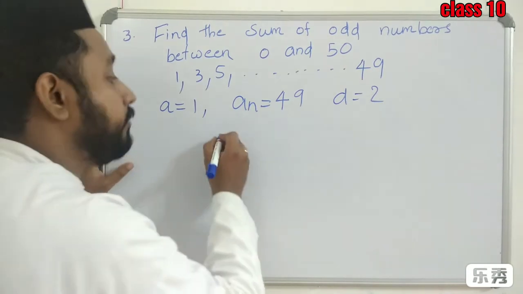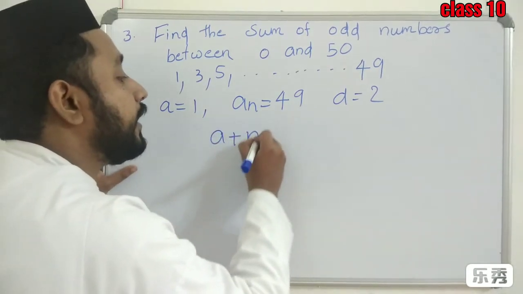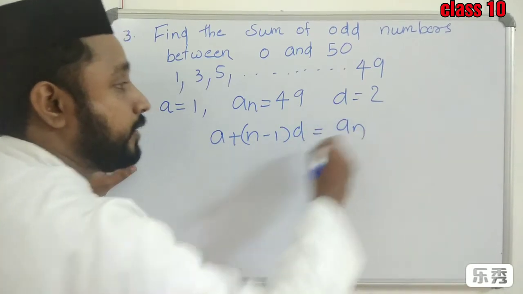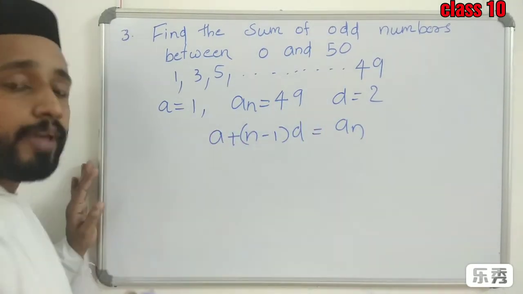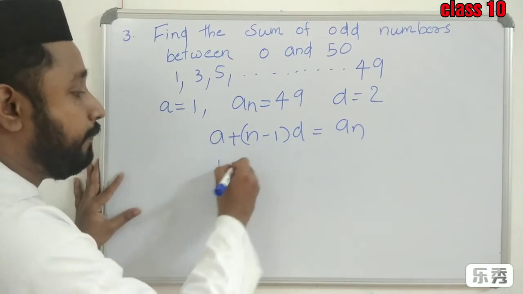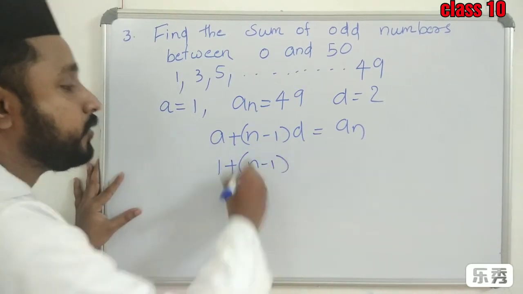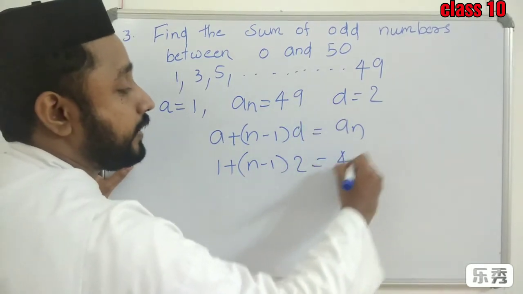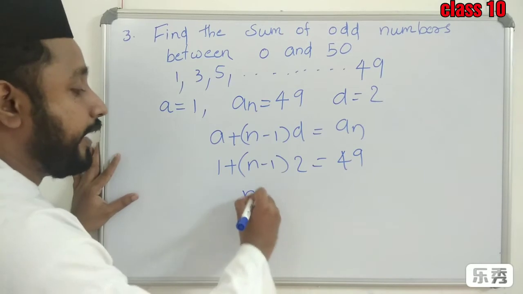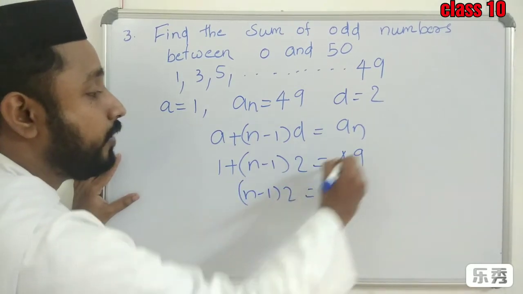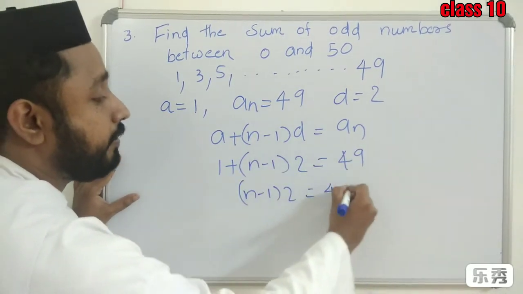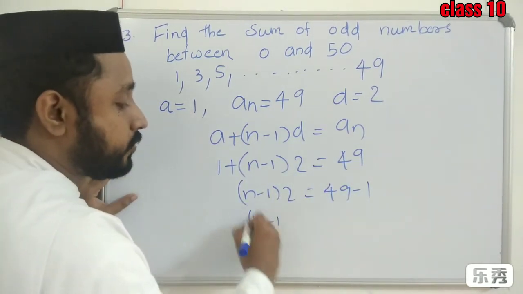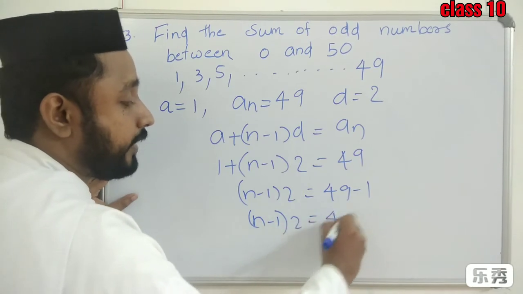We have the formula a plus n minus 1 into d, which is equal to l. Substitute these values, and we will get the value of n. a is 1 plus n minus 1 into d; d is 2, which is equal to 49. That is n minus 1 into 2 is equal to 49 minus 1, that is 48.